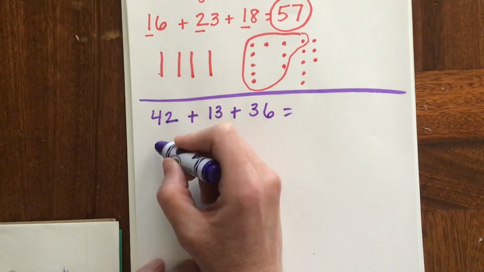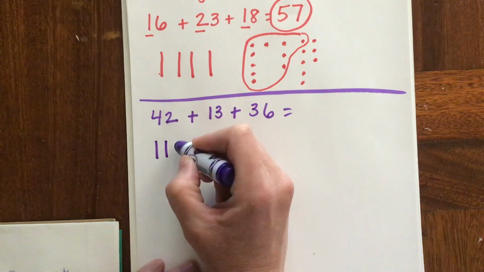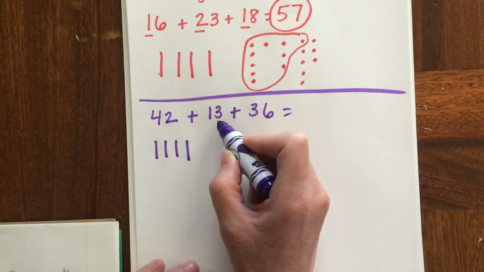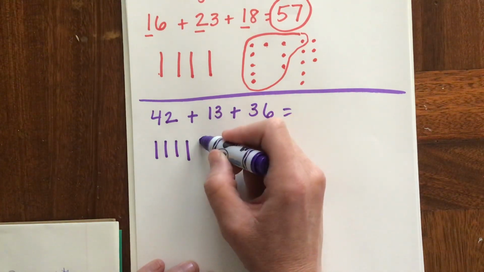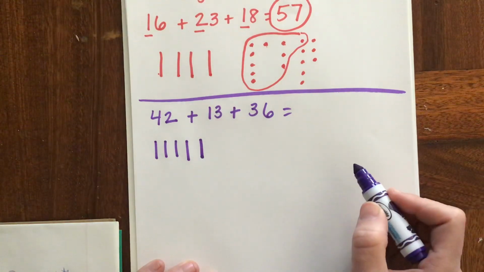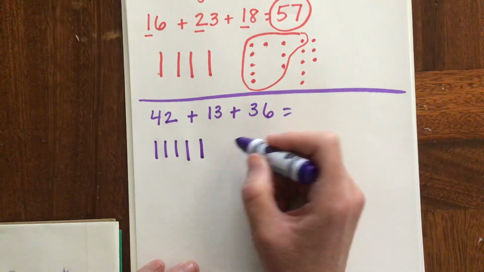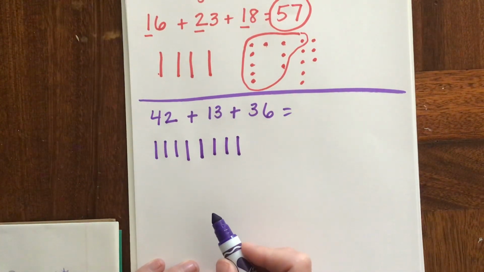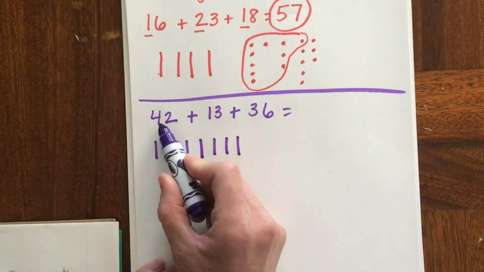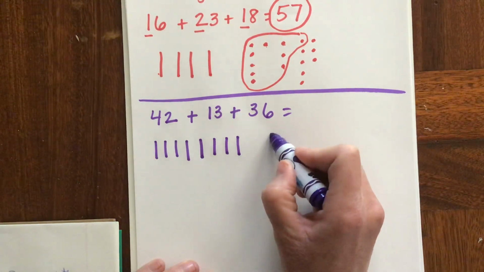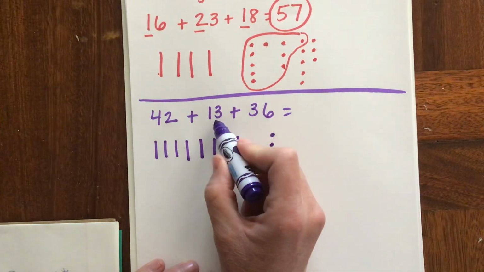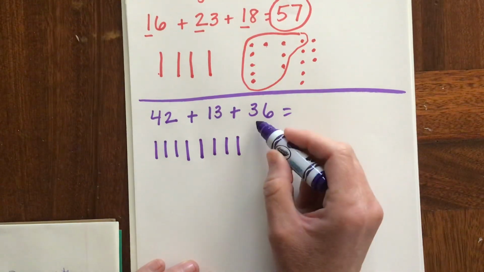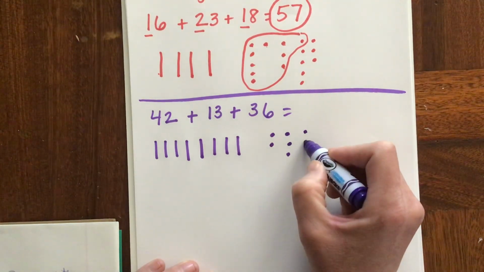All right, let's go through and draw our tens first. So 42 has 4 tens. 10, 20, 30, 40. 13, how many tens does it have? You're right, there's 1. And 36, how many tens does it have? Right, 3. 1, 2, 3. Okay, so I've got my tens done. Let's go to our ones. So 42 has 2 ones. 13 has 3 ones. And 36 has 6 ones.